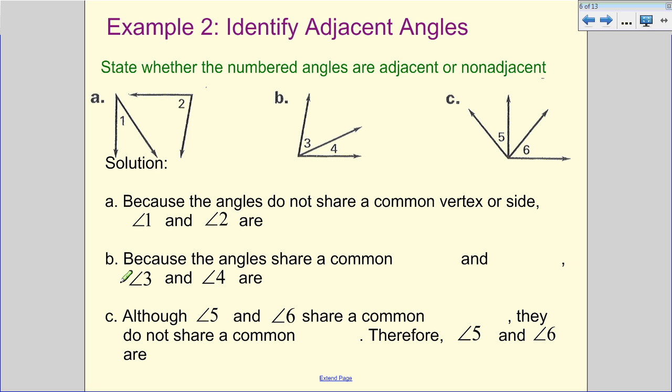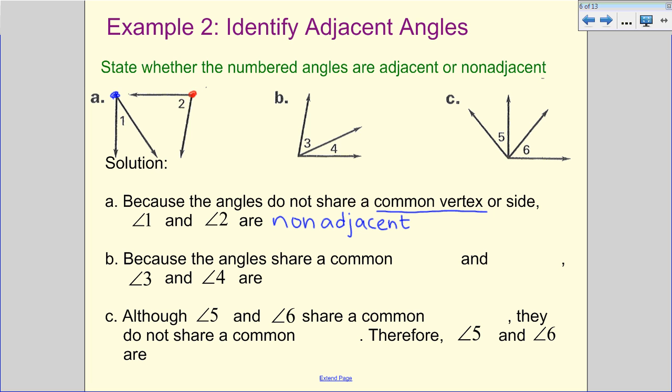we have angle 1 and angle 2. It says because the angles do not share a common vertex or side. Here's the vertex of angle 2. I'm coloring that in red. Here's the vertex of angle 1. I'm coloring it in blue. There is no common. Those are two distinct vertices. And so as soon as we do not have a common vertex, we would say that they are non-adjacent.